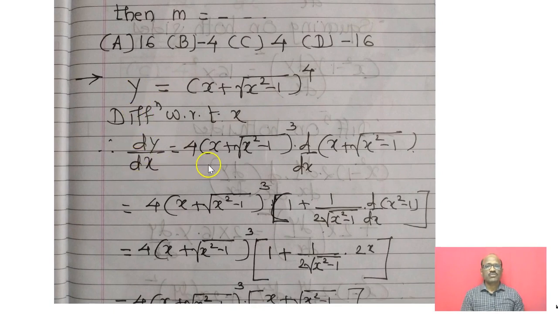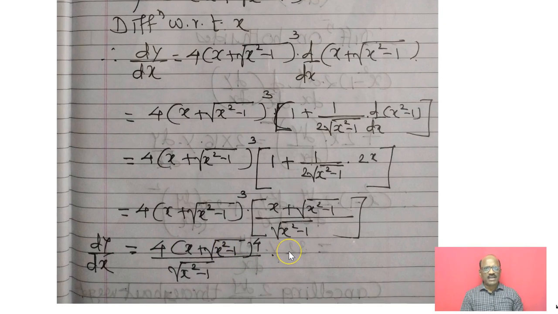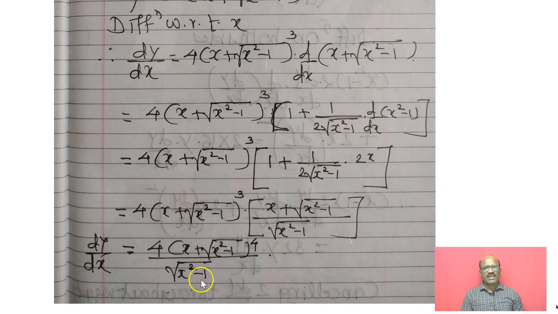dy by dx equals 4 (x plus under root of x square minus 1) to the power 3 into d by dx of x plus under root of x square minus 1. The derivative of x is 1 and the derivative of root of x square minus 1 is 1 upon 2 root of x square minus 1 into d by dx of x square minus 1, which is 2x. After simplification, you will get dy by dx equals 4 into the bracket to the power 3 and this bracket to the power 1. That is, it becomes 4 (x plus under root of x square minus 1) to the power 4 upon under root of x square minus 1.